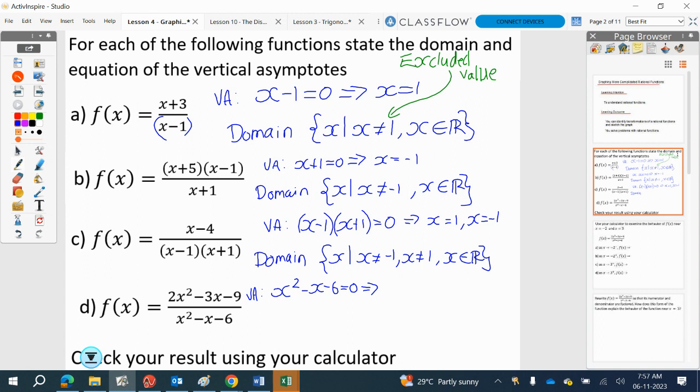So far, it's good. All right. So this is going to give us x minus 3, x plus 2 is equal to 0. It's going to give us 2 asymptotes. One at x is equal to 3 and one at x is equal to negative 2. So the domain is this.